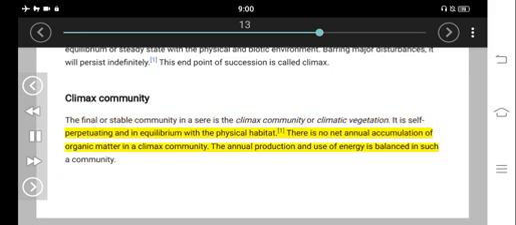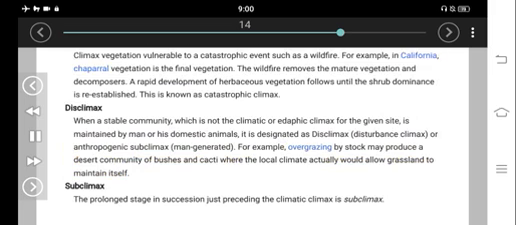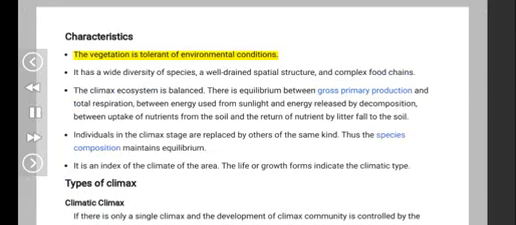1. There is no net annual accumulation of organic matter in a climax community. The annual production and use of energy is balanced in such a community. Characteristics. The vegetation is tolerant of environmental conditions. It has a wide diversity of species, a well-drained spatial structure, and complex food chains. The climax ecosystem is balanced. There is equilibrium between gross primary production and total respiration, between energy used from sunlight and energy released by decomposition, between uptake of nutrients from the soil and the return of nutrients by litter fall to the soil.